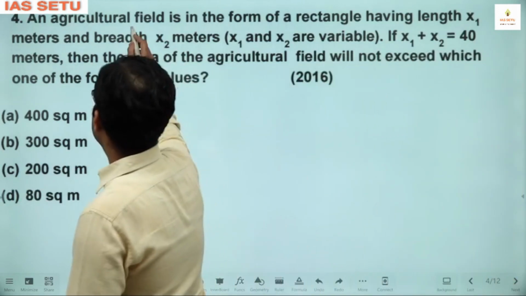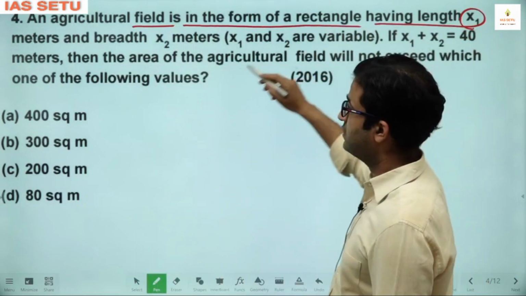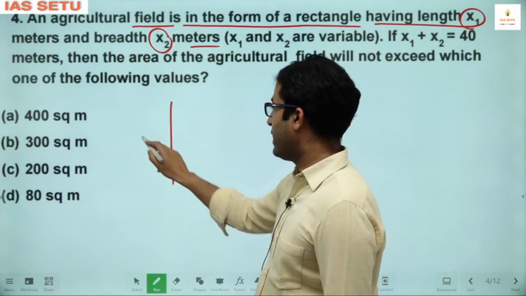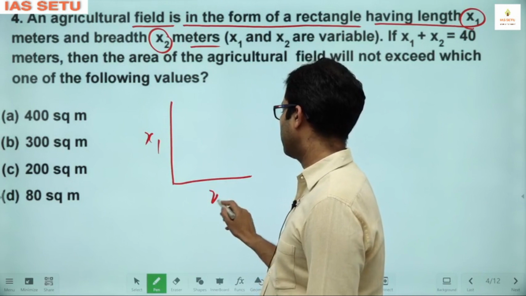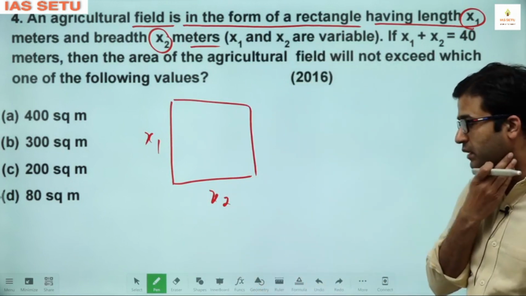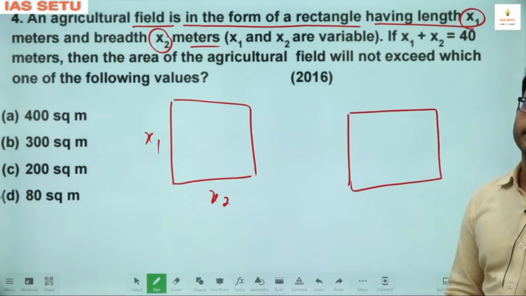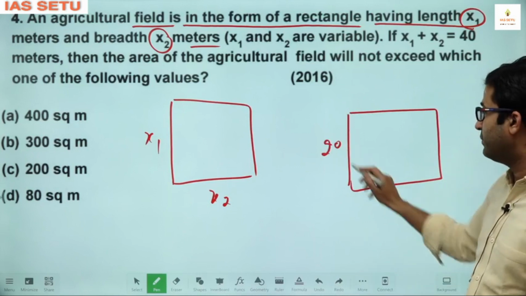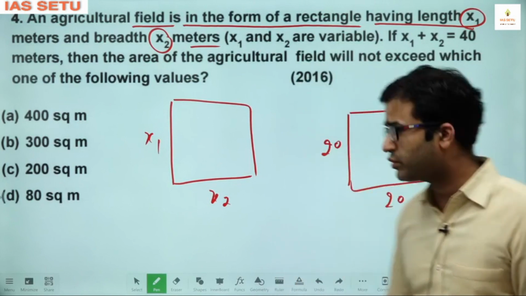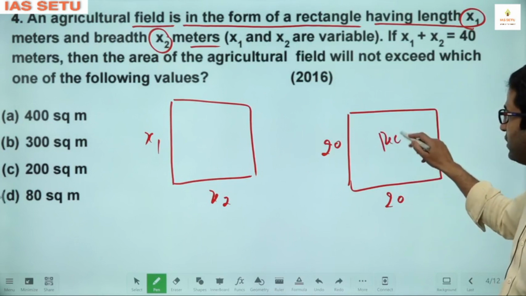Question number 4. An agriculture field is in the form of a rectangle having length x1 meter and breadth x2 meter. Before I take this question, some students get confused between rectangle and square. If I take this as 20 meter, this as 20 meter, this is a square. But is this a rectangle? Yes, every square is a rectangle.